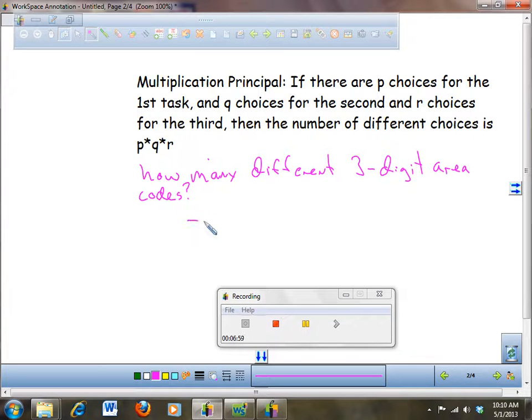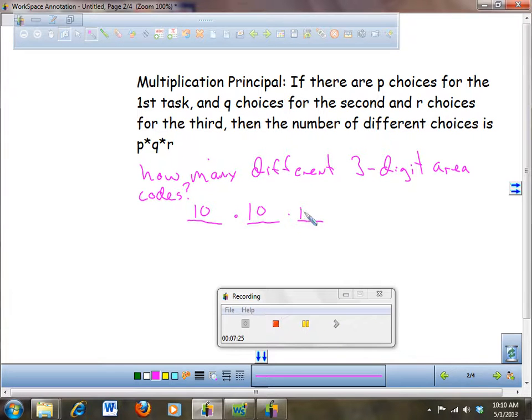So think of this as the counting principle, okay? How many choices do you have for the first number? 10. I guess if it could start with 0, we'll just assume that it can start with 0, because you have 0 through 9, so you have 10 choices. How many different area codes can you have for the second? 10. Okay? And then how many for the third?